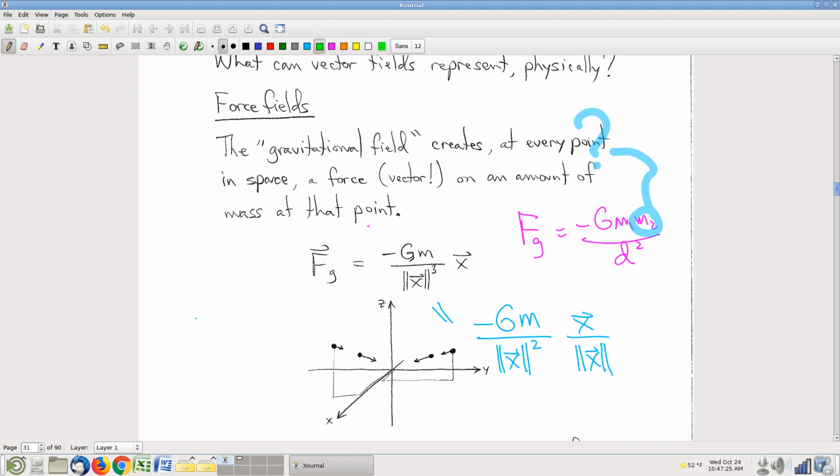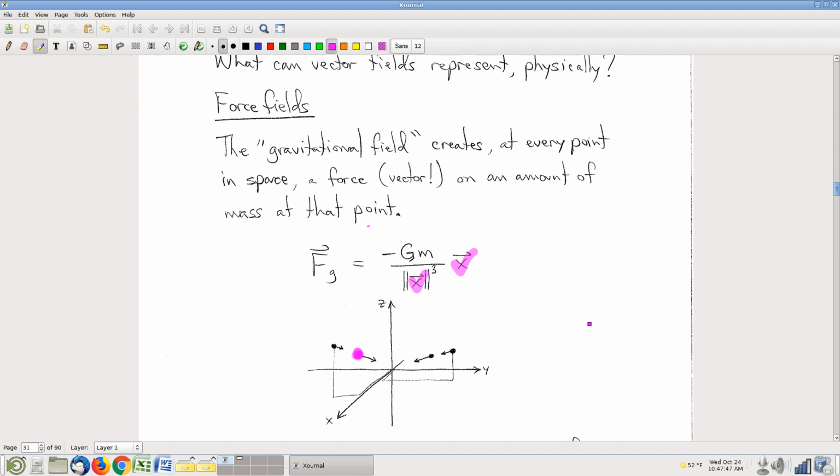Little physics aside there. So the punchline, though, is for every point, wherever you might happen to be at any given point x, there is an associated vector.